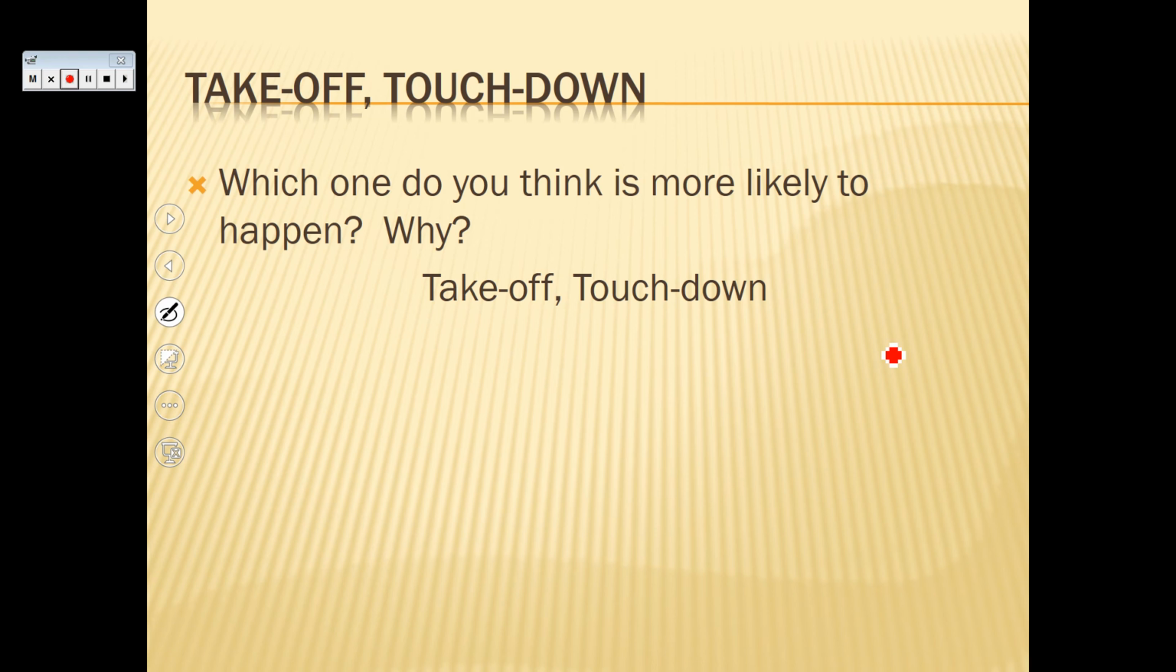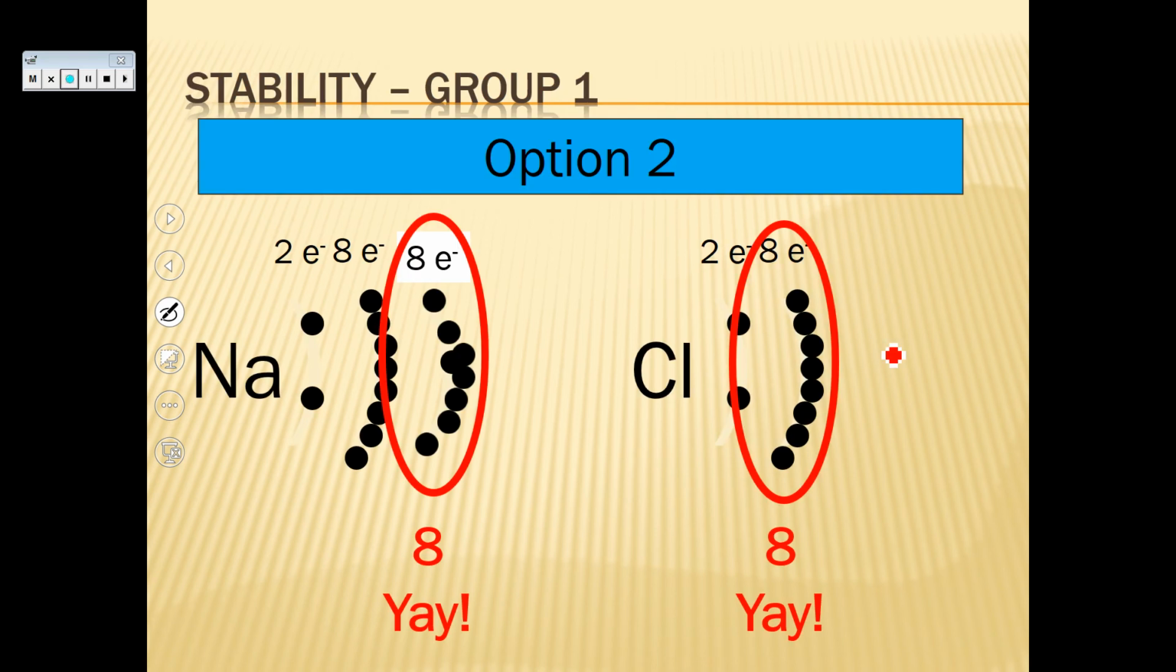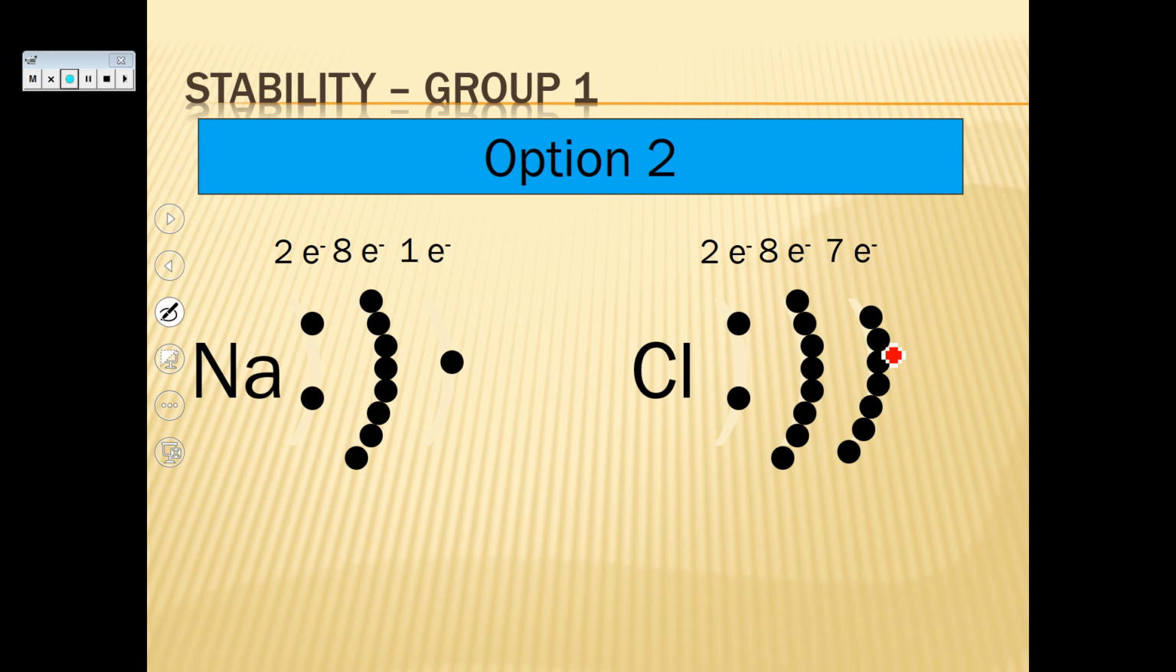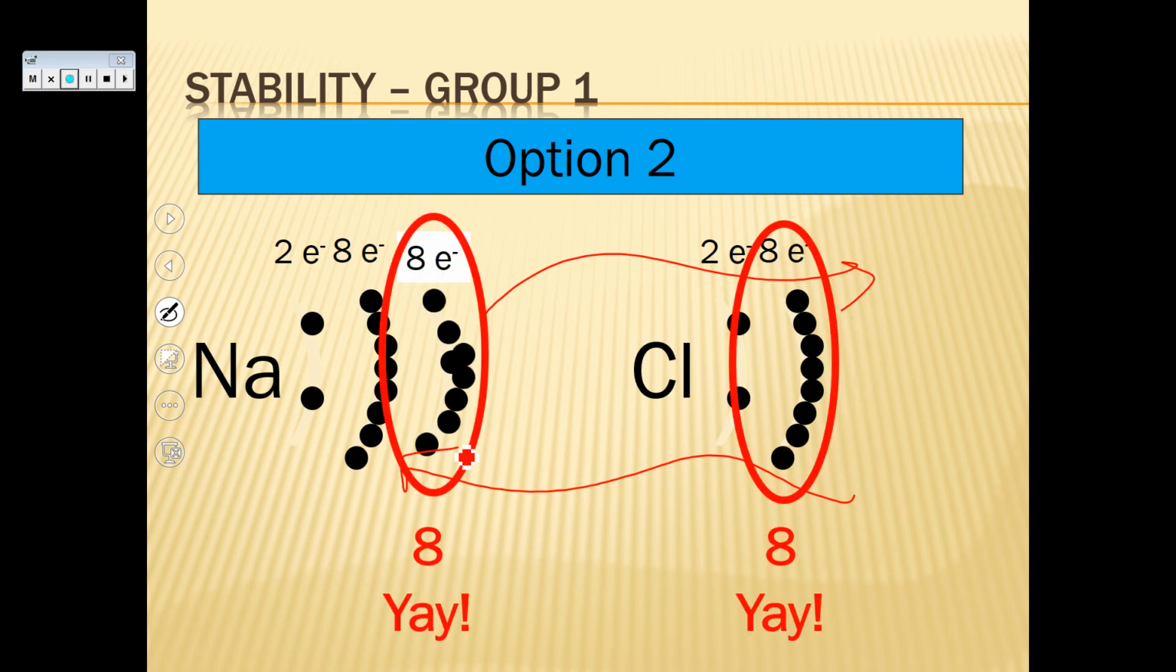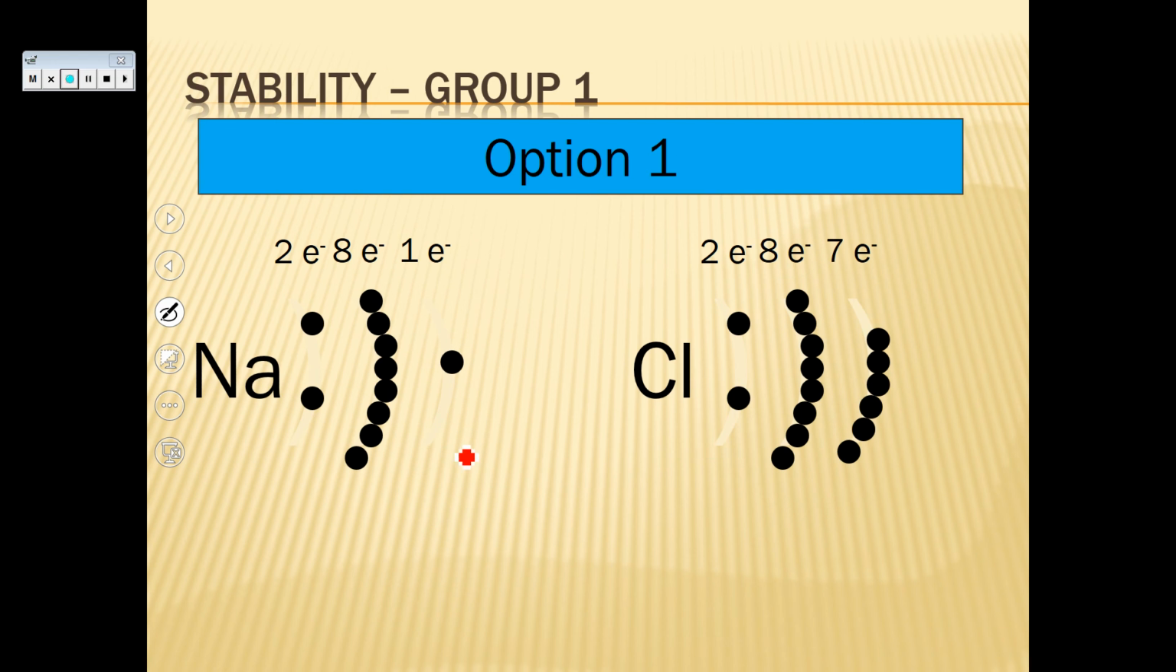Which option do you think is more likely? The option of the 1 electron from sodium going over here, or the 7 electrons from chlorine going over to the sodium? The correct answer is option 1. The reason that is option 1 is that it takes less energy to pull 1 electron away from sodium than it does to pull 7 electrons towards sodium. So option 1 is the correct occurrence.